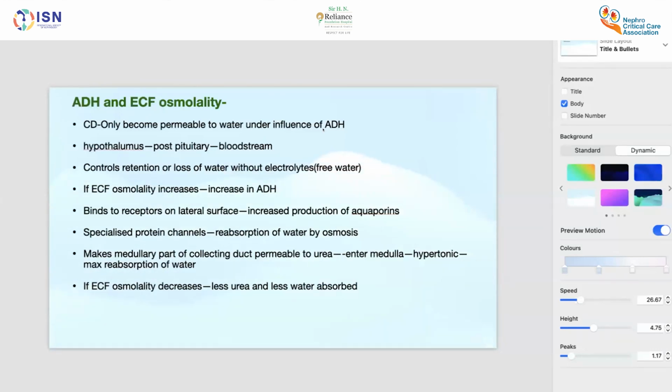This makes the medullary part of the collecting duct permeable to urea also, which enters the medulla, making it hypertonic, which again causes maximum reabsorption of water. If extracellular fluid osmolality decreases, less urea and less water are reabsorbed.